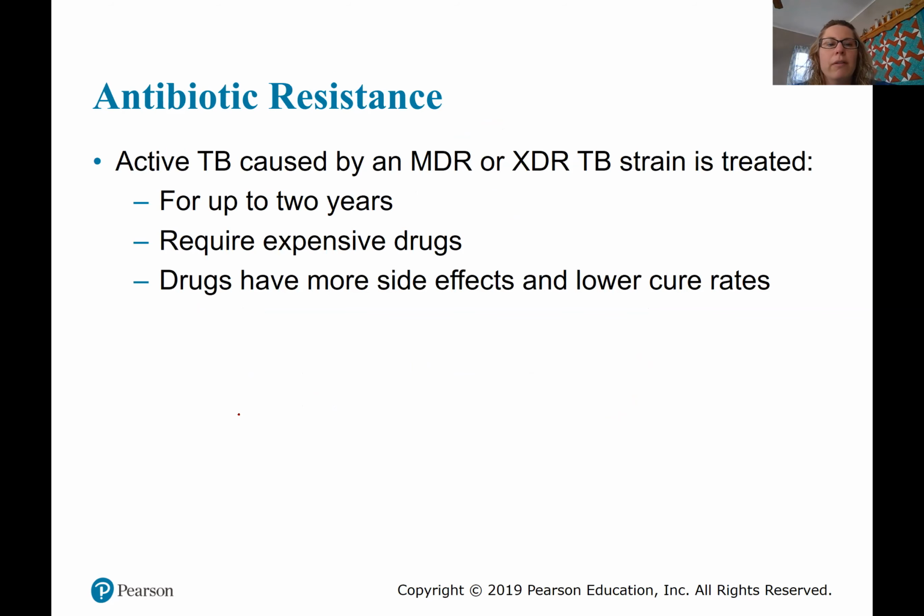Active TB caused by MDR or XDR TB, so the resistant types of tuberculosis, is treated for up to 2 years. Remember, those acid-fast bacteria reproduce very slowly because of that acid deposition in the cell wall. So drug uptake is a lot slower, so it takes longer. The drugs are expensive and they have a lot more side effects.